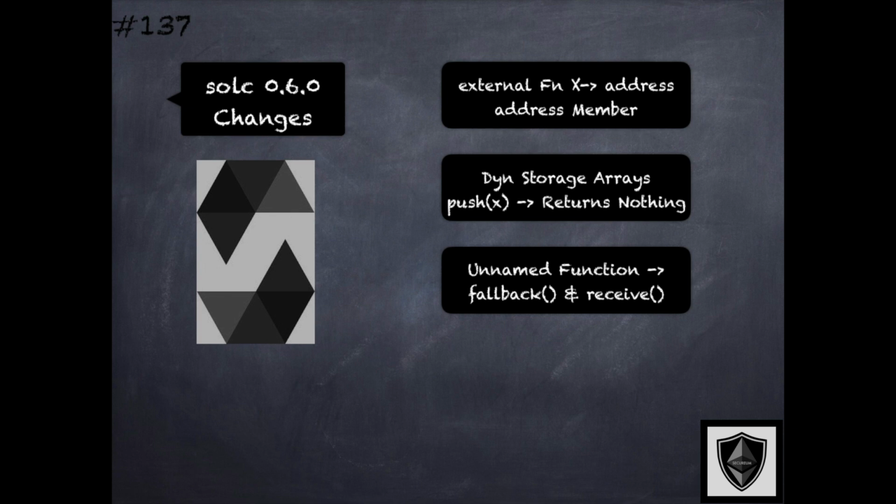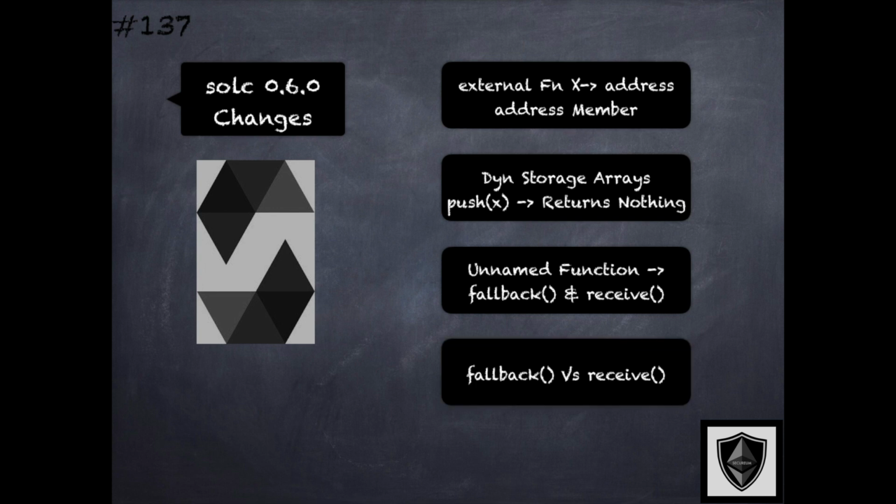And until 0.6.0, there was a concept of unnamed functions. This version split the functionality implemented by such a function into a fallback function and a separate receive function. These are two types of functions that we have discussed in the Solidity module. There are differences between these two functions and specific use cases where one of them is applicable versus the other.